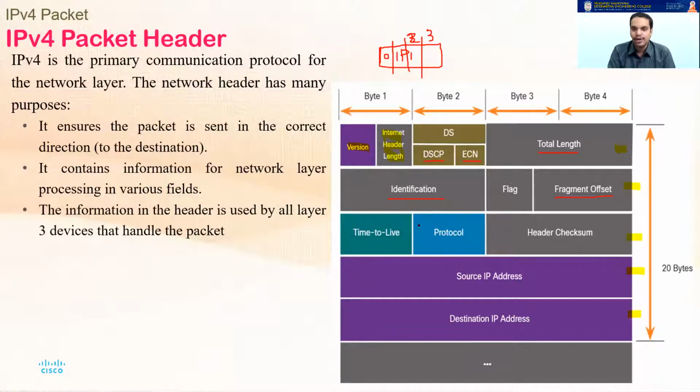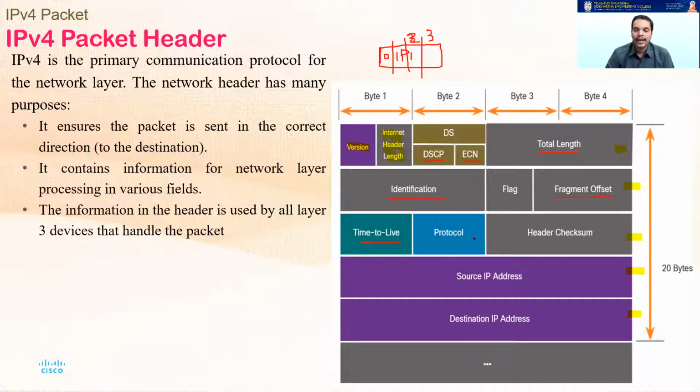The next important field you have to understand is the time to live field. IPv6 removed most of the fields in this header; it's a completely different setup, which I'll explain later. The next field is something called the time to live field. It is nothing but a hop counter.